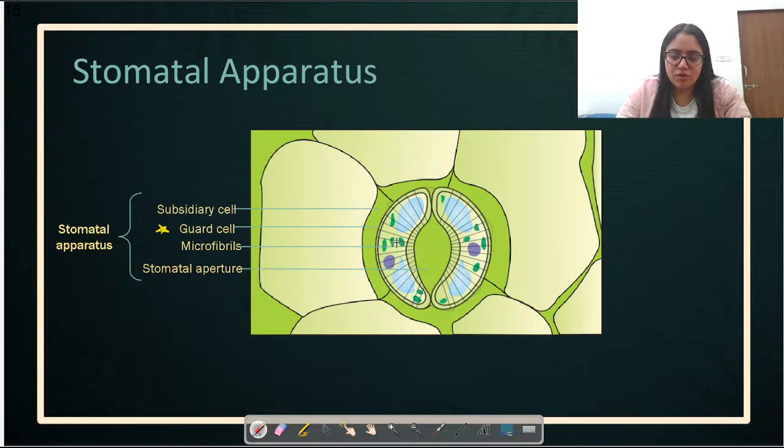Guard cells are very important, and they have microfibrils in their cell wall. Another important thing is that these guard cells will be surrounded by some accessory cells known as subsidiary cells, and this is the stomatal aperture that will open up, and water will escape or gaseous exchange will take place. So subsidiary cells, guard cells and the stomatal aperture make up that entire stomatal apparatus.